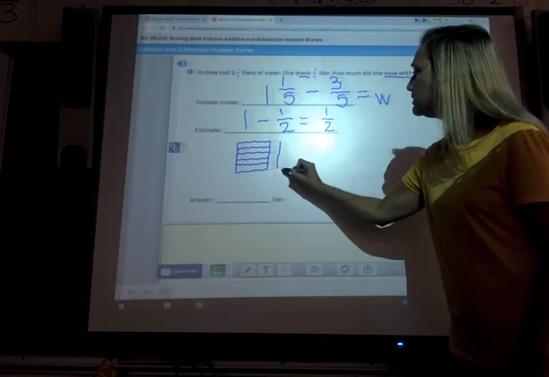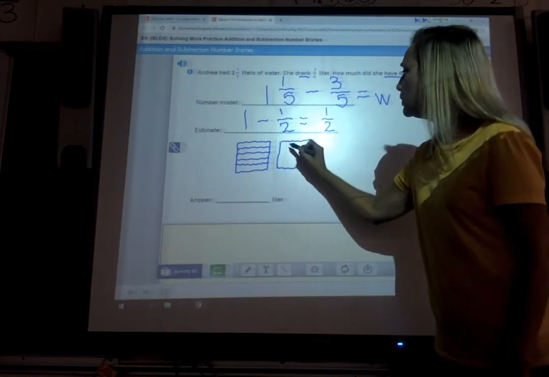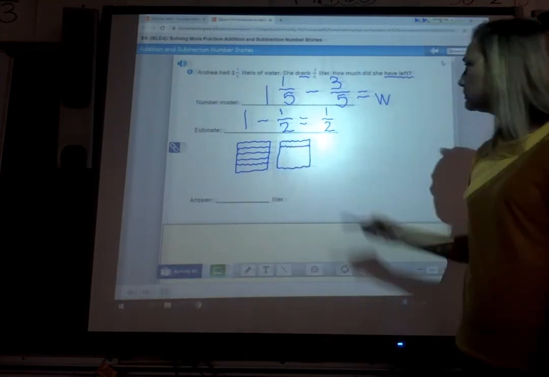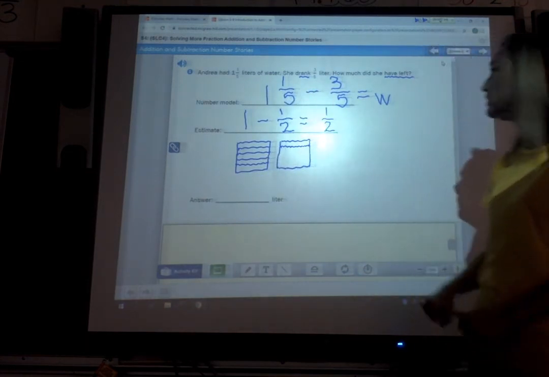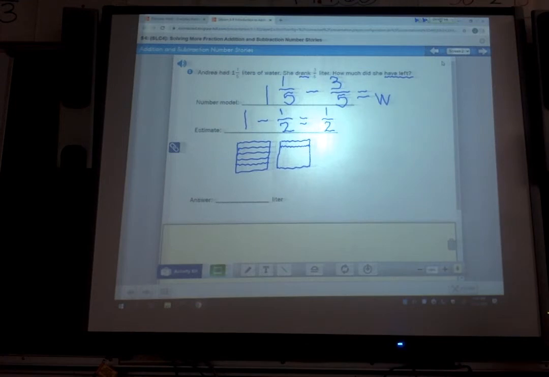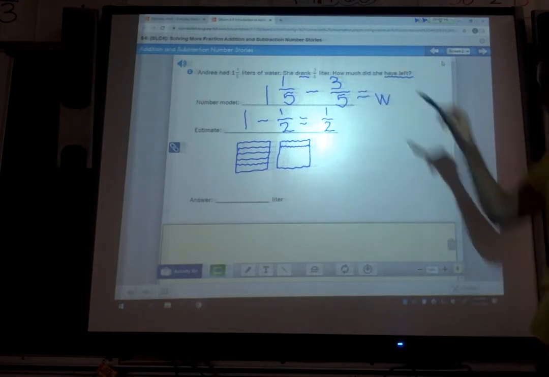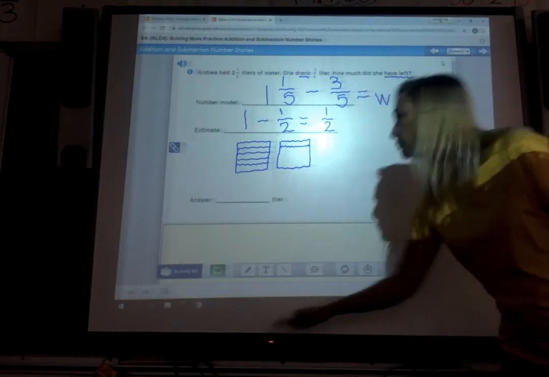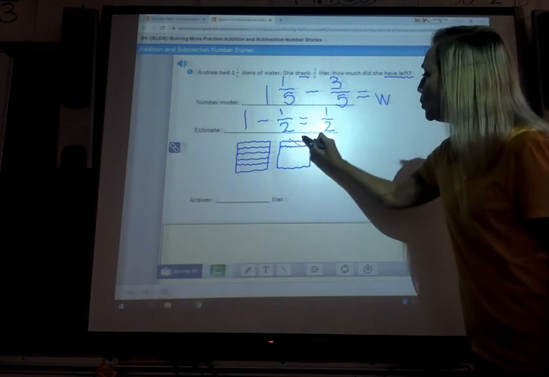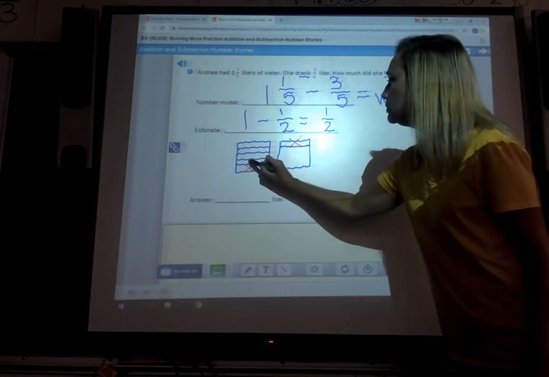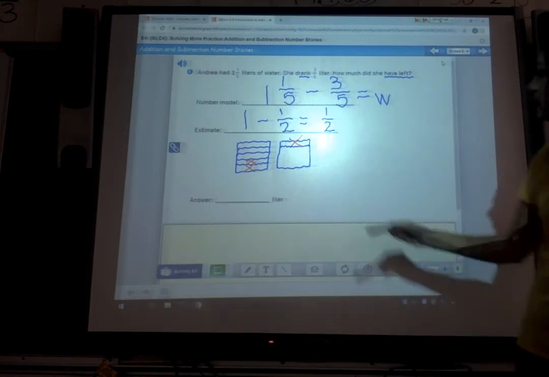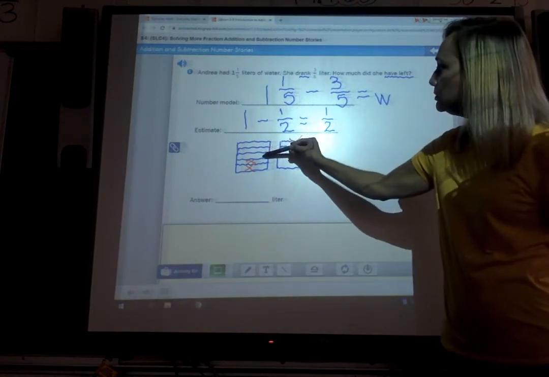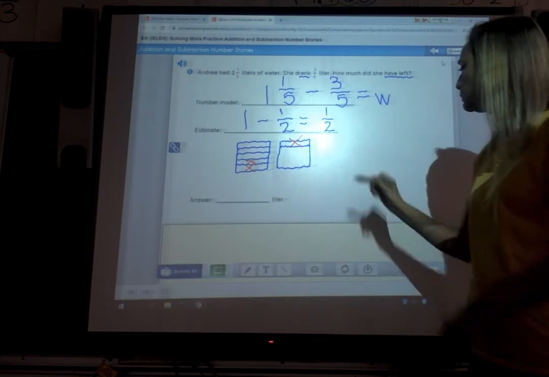But then I also have 1 more fifth. So that's 1 1/5. 1 and that 1/5 right there. And then I'm taking away the 3/5 that she drank. So I'm going to X those out. 1, 2, 3. And then let's see what I have left. 1, 2, 3 fifths.